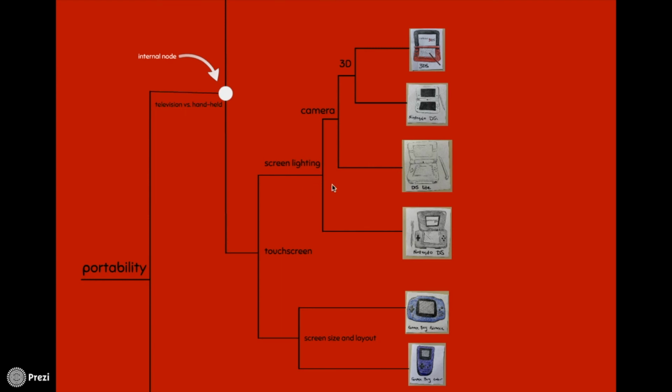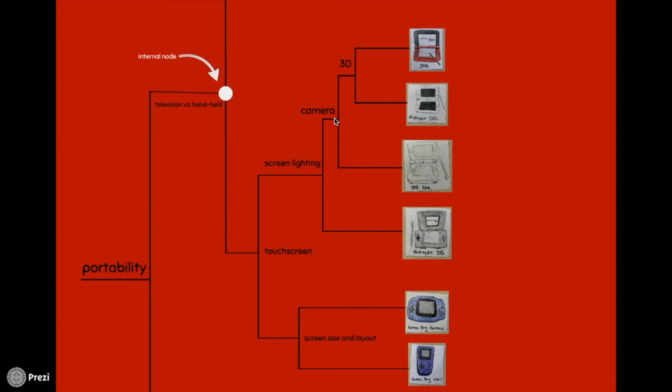Going up to the touchscreen consoles, the first difference we have is the screen lighting. These three consoles have the ability to adjust the screen light settings, while the Nintendo DS does not. The next difference, or internal node, was the camera feature. The DS Lite does not have a camera, while the Nintendo DSi and 3DS do.